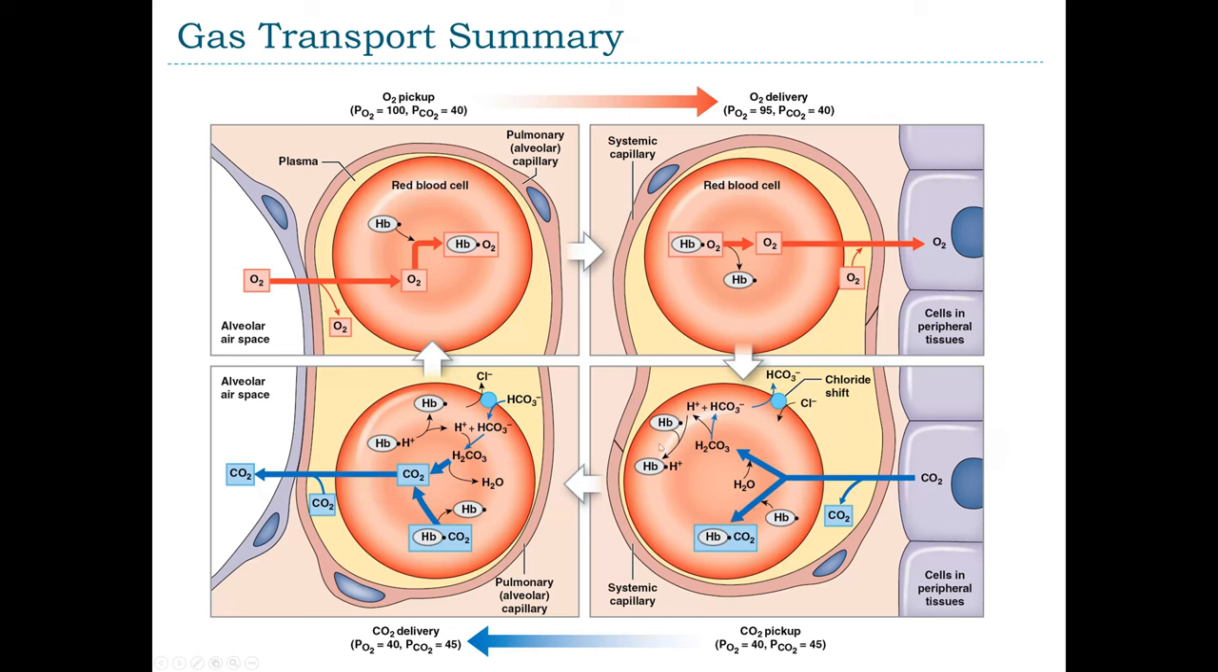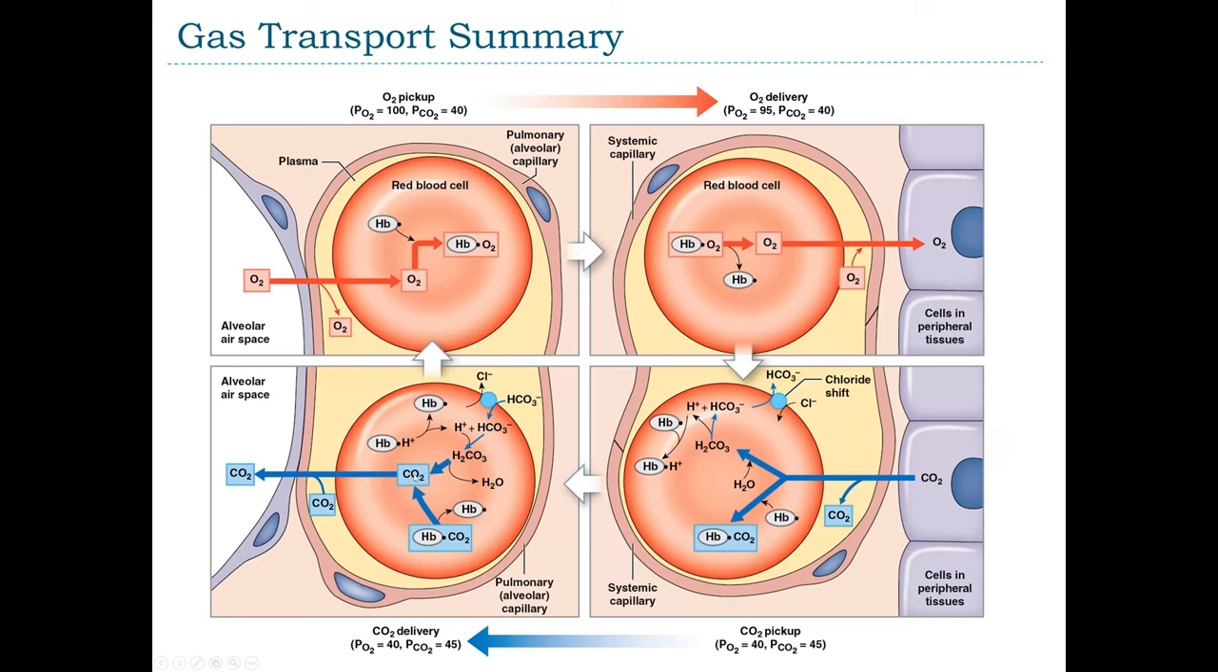Then when the blood gets back to the lungs, you have the reverse process. You can do the reverse chloride shift. So the chloride molecule that was inside gets put back outside. The bicarbonate ion that was in the plasma comes back inside. The bicarbonate ion is reconnected with the hydrogen ion to make carbonic acid. The carbonic acid is then broken back down into CO2 and water.